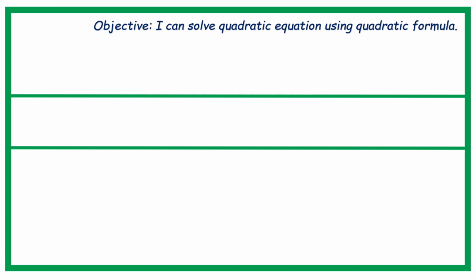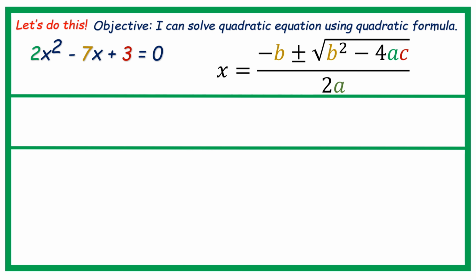Again, let's try another one. Our objective: solve a quadratic equation using the quadratic formula. Let's do this. 2x squared minus 7x plus 3 equals 0. Let's bring down the quadratic formula. X equals negative b plus or minus the square root of b squared minus 4ac, over 2a. Okay, so what is the next step? The a, b, and c.